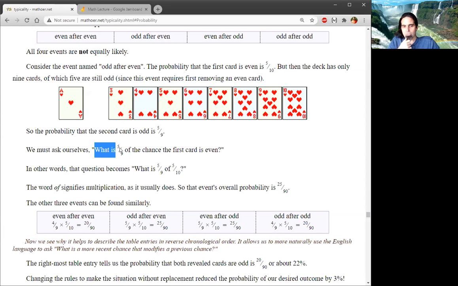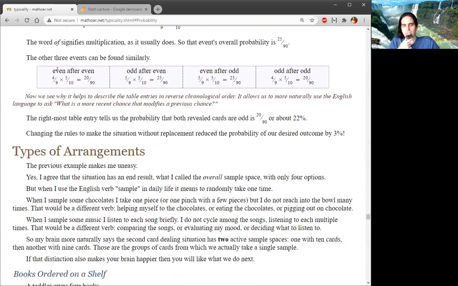So we're asking, what is 5/9 of the chance that the first card is even? That's this odd after even. And that makes more sense in English to say, what is 5/9 of the chance that the first card is even? It's awkward to try and phrase it chronologically instead of reverse chronologically. So the chance the first card was even was 50-50. So what's 5/9 of 5/10? Multiply across the top. 5 times 5 is 25. Multiply across the bottom. 9 times 10 is 90. And we can do the same thing for the other 4. Even after even, 4/9 times 5/10, and so on.